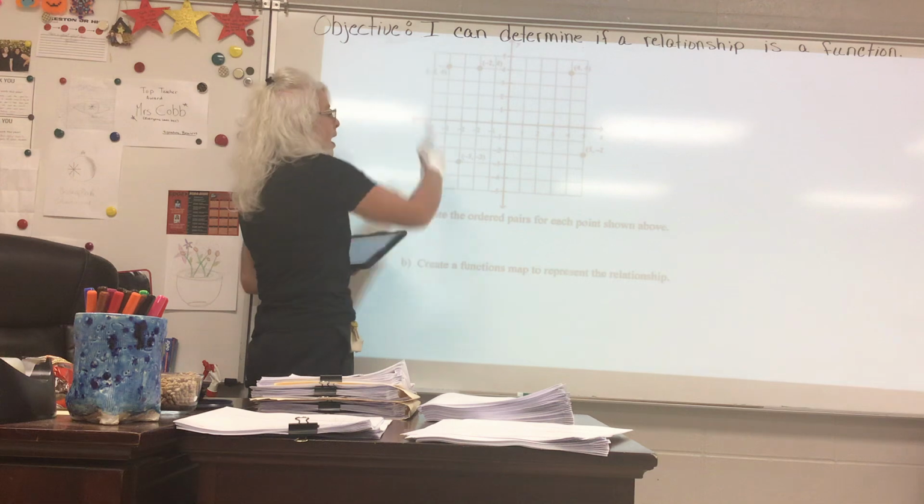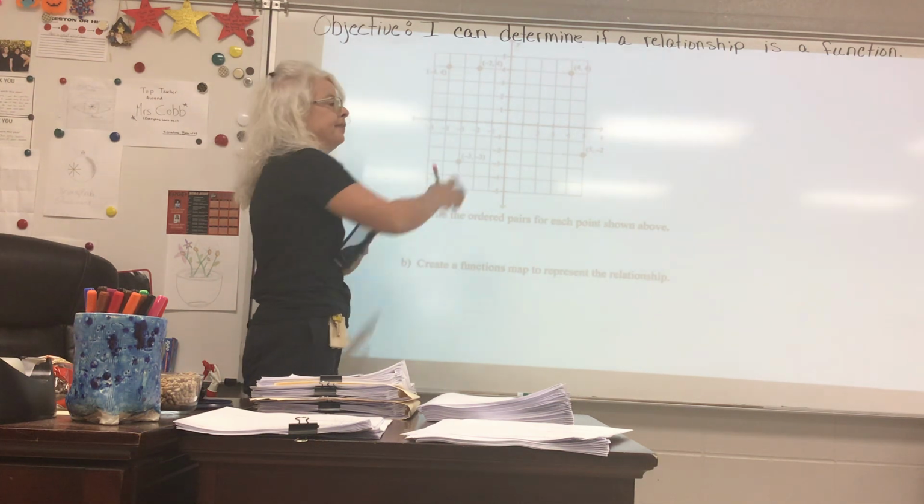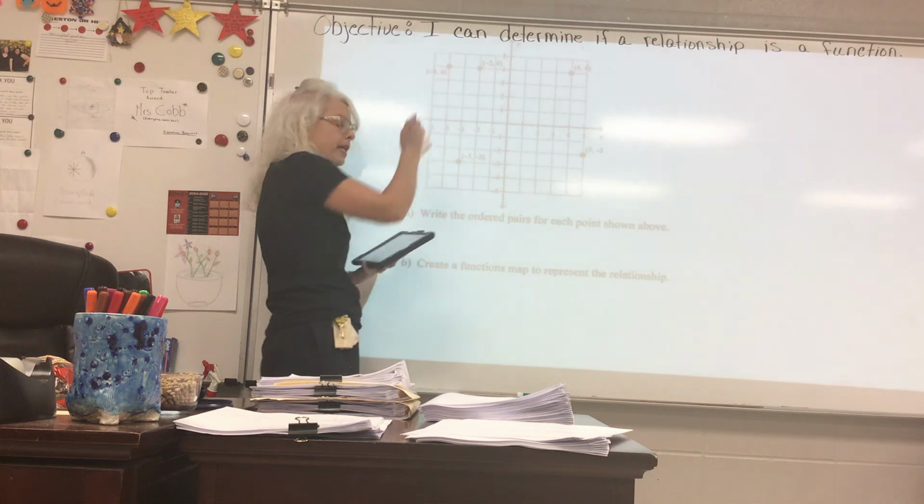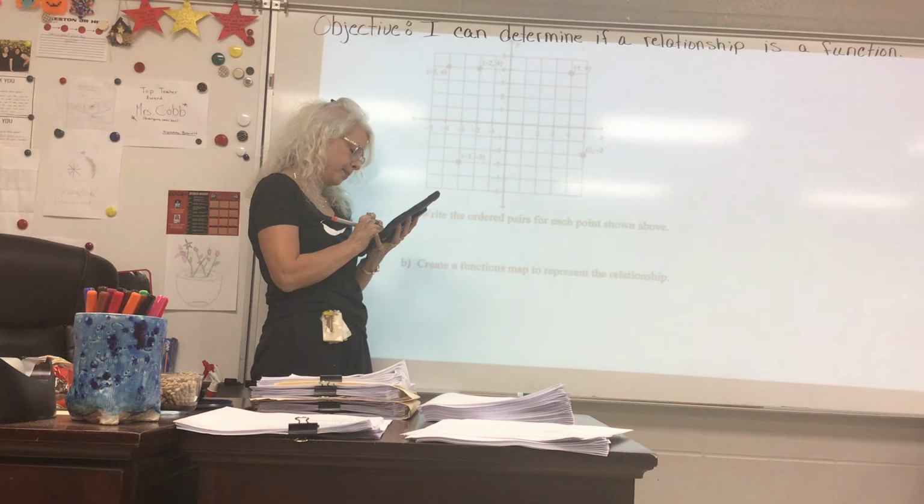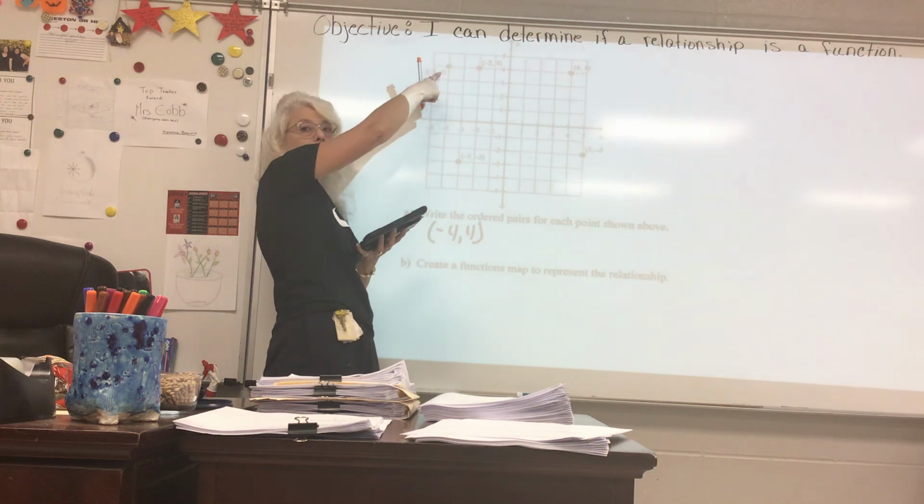So I always like to start on the left. What's the ordered pair for this point? Negative 4, 4. So I'm gonna put parentheses, negative 4, comma, 4, parentheses, just like it says on the board.